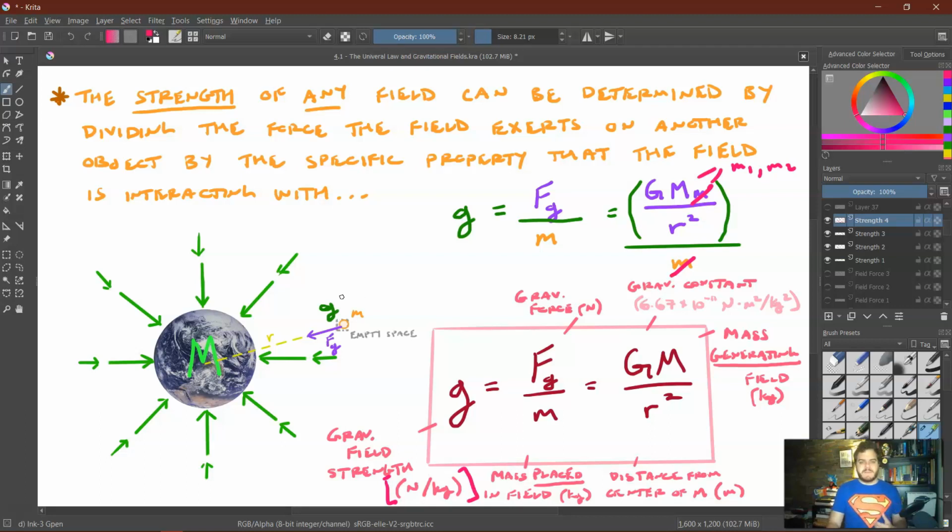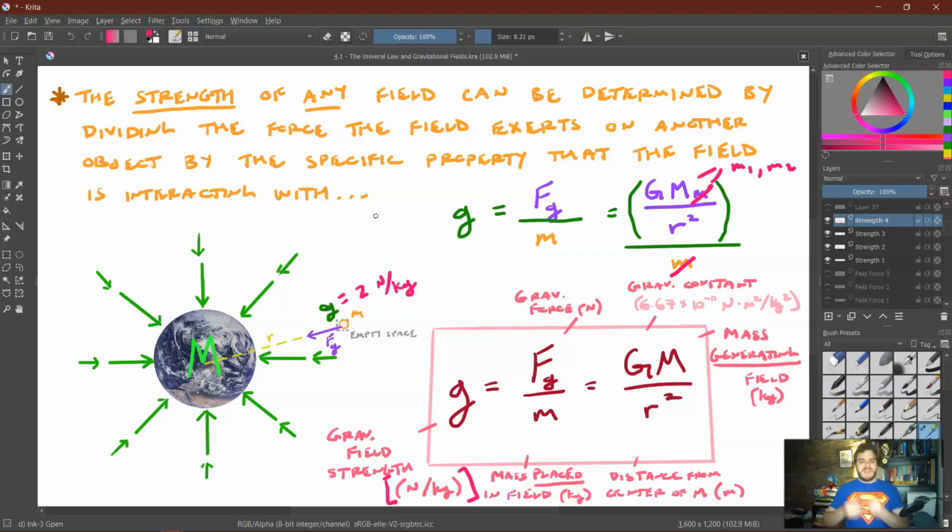What that's telling me is, let's say g at this point, I'm going to make up a number here, is 2 newtons per kilogram towards the center of the Earth. So if g is 2 newtons per kilogram there, and I place an object there of, let's say, 1 kilogram, the gravitational force would be 2 newtons.